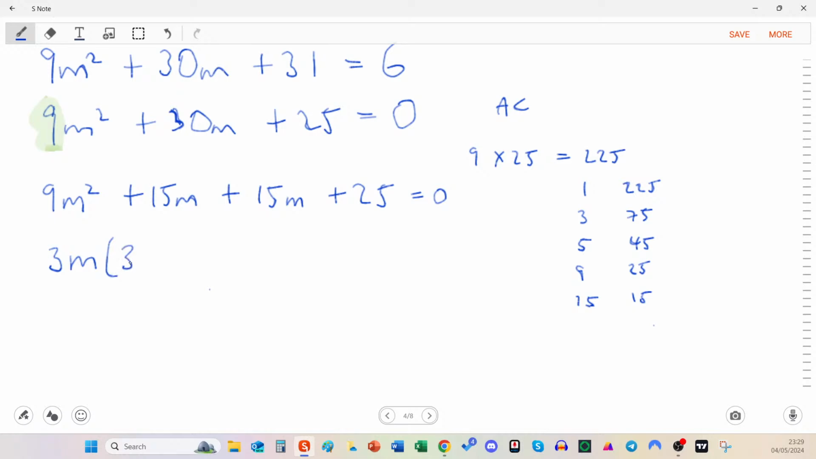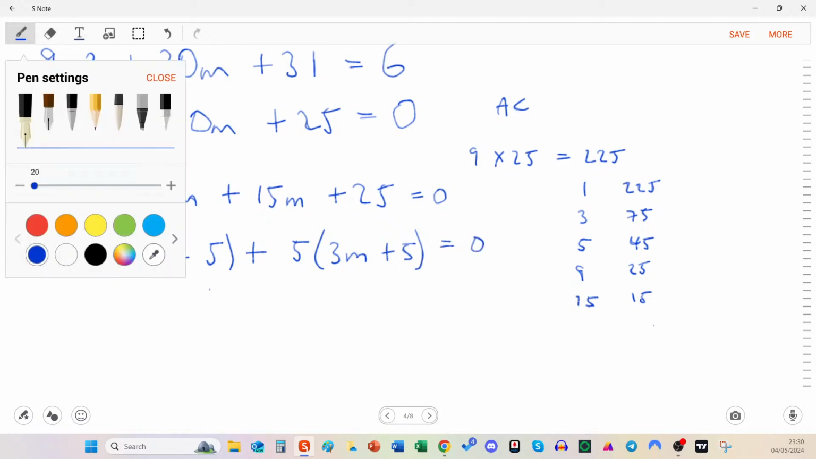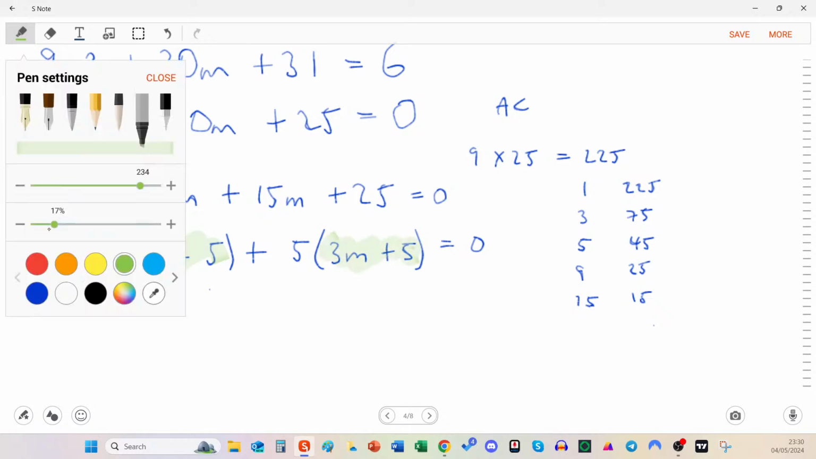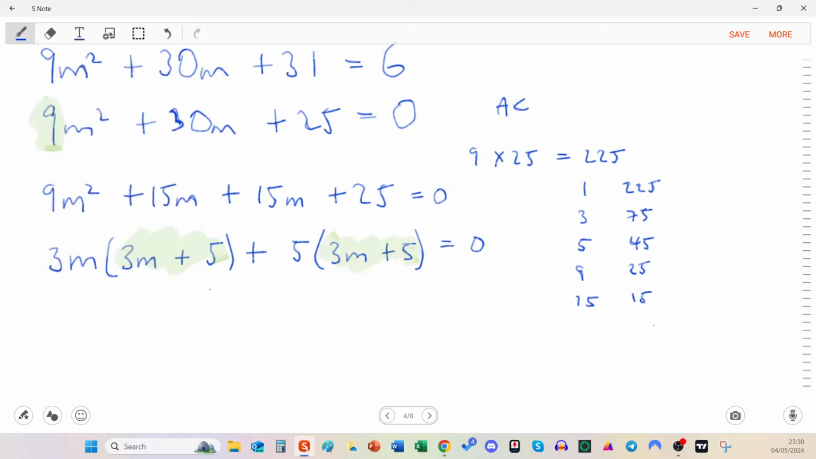That's about it. So 3m plus 5. And also this side, what have we got? 5. We can take a 5 out. So that leaves us with 3m plus 5. Oh, perfection. How do I know that went really well? Because this bracket and this bracket are the same. That means that it's possible to carry on doing this method. We've got 3m plus 5 and 3m plus 5 equals 0.